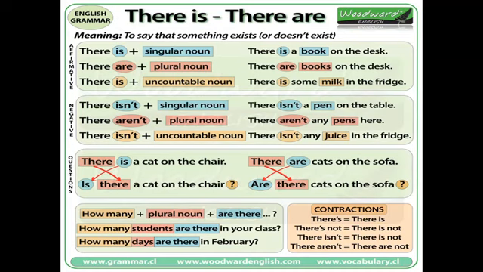In the negative, there isn't plus singular noun. For example, there isn't a pen on the table. There aren't plus plural noun. There aren't any pens here. And there isn't plus uncountable noun. There isn't any juice in the fridge. And in the interrogative, there is a cat on the chair. Is there a cat on the chair? There are cats on the sofa. Are there cats on the sofa?